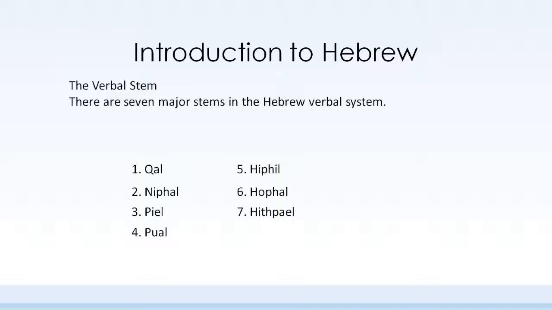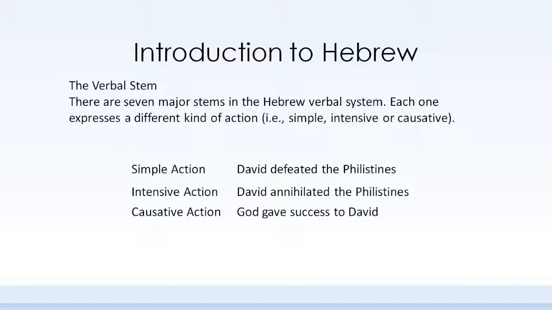There are 7 major stems in the Hebrew verbal system. The first stem is called the kal stem, then the nifal stem, the piel stem, the pual stem, the hifil stem, the hofal stem, and the hitpael stem. Each one of these stems expresses a different kind of action, such as simple, intensive, or causative.